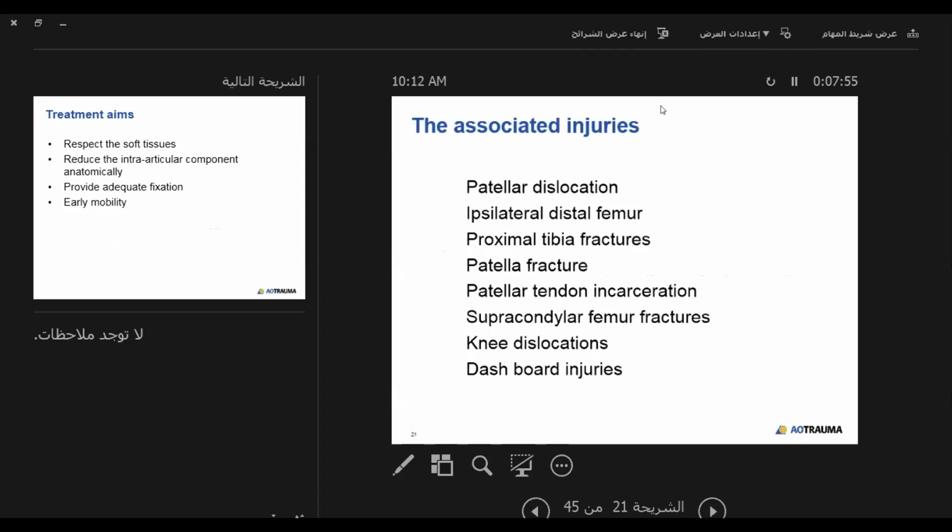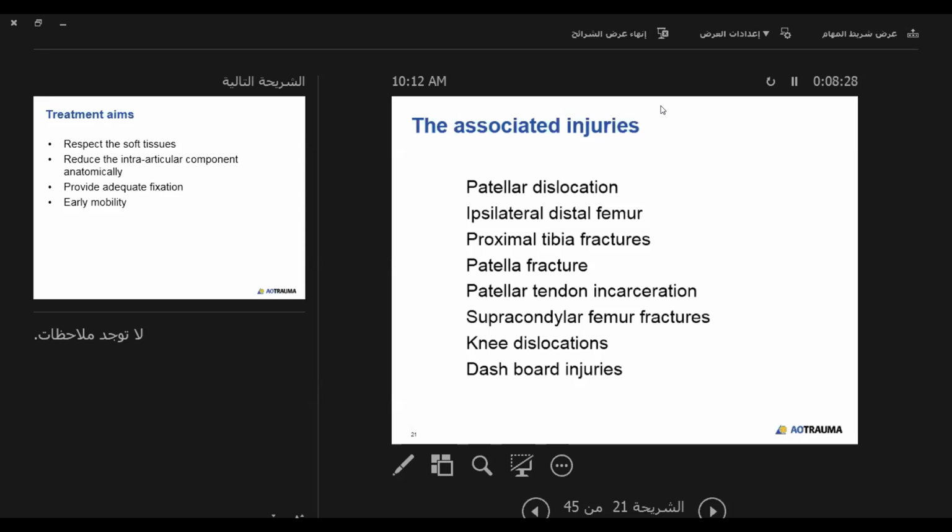The message from this lecture is about the associated injuries that we should take care of. The most common injury associated with Hoffa fractures is patellar dislocation, and most of the time we have these cases in our emergency rooms. So all patellar dislocation cases should be evaluated carefully for an associated Hoffa fracture.